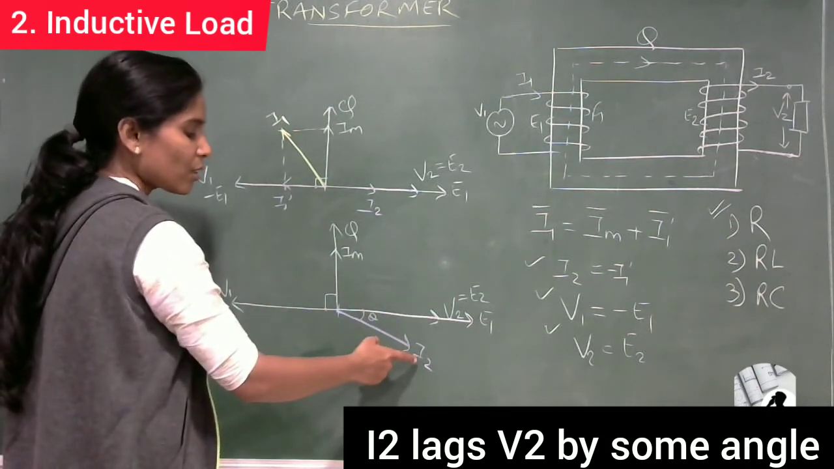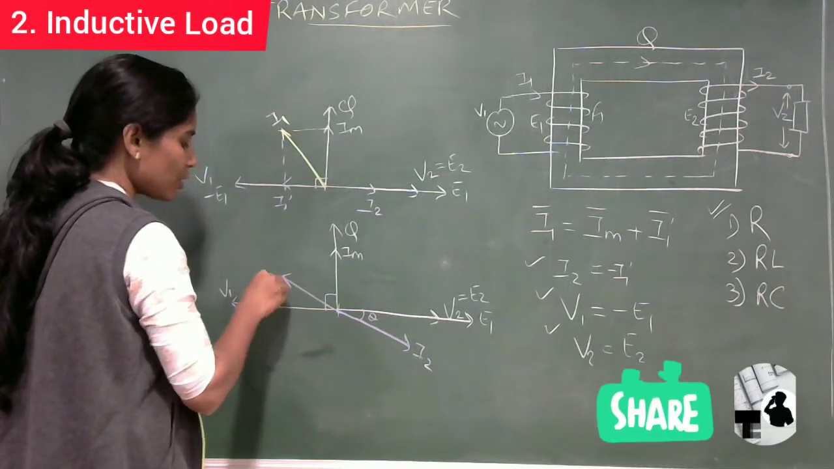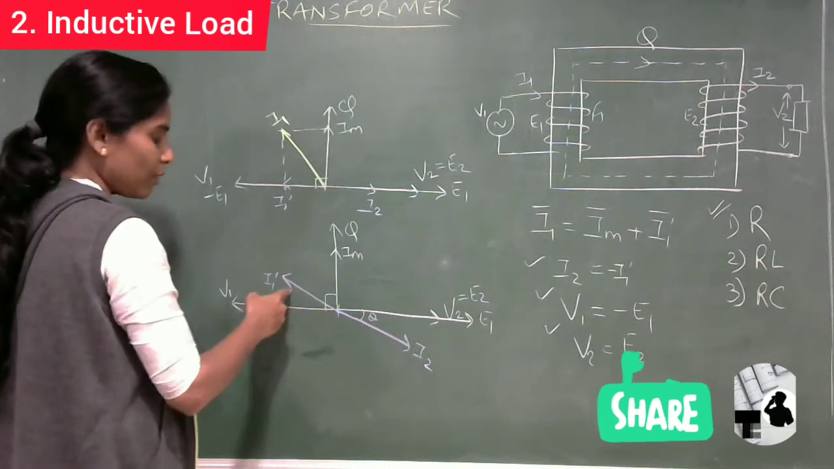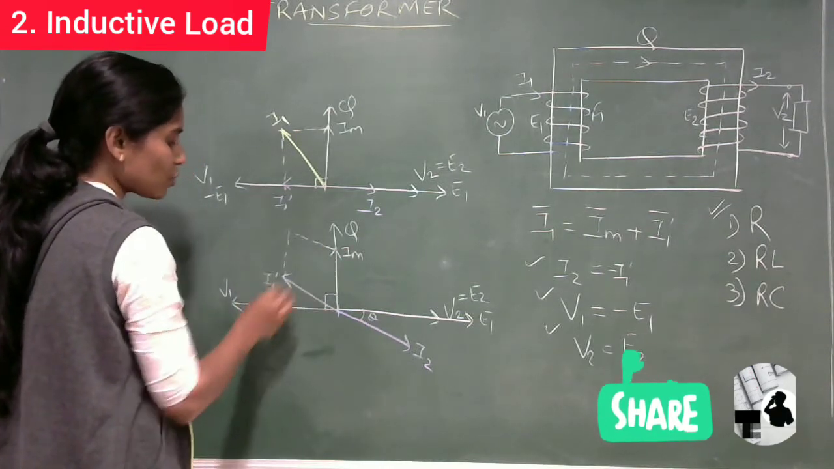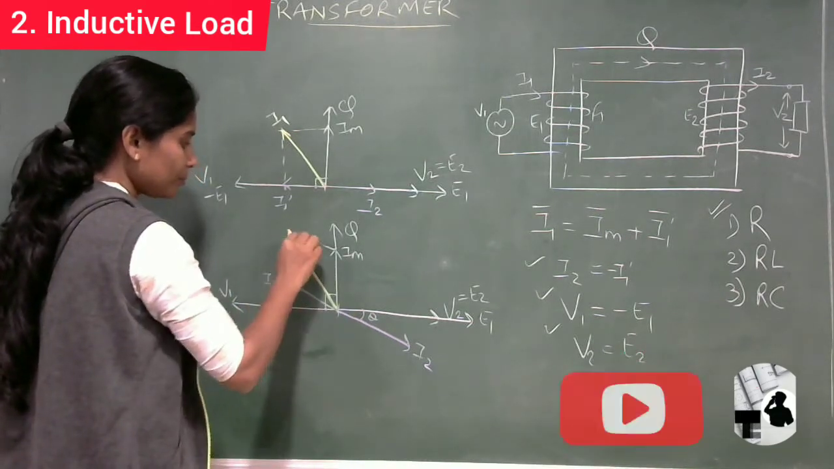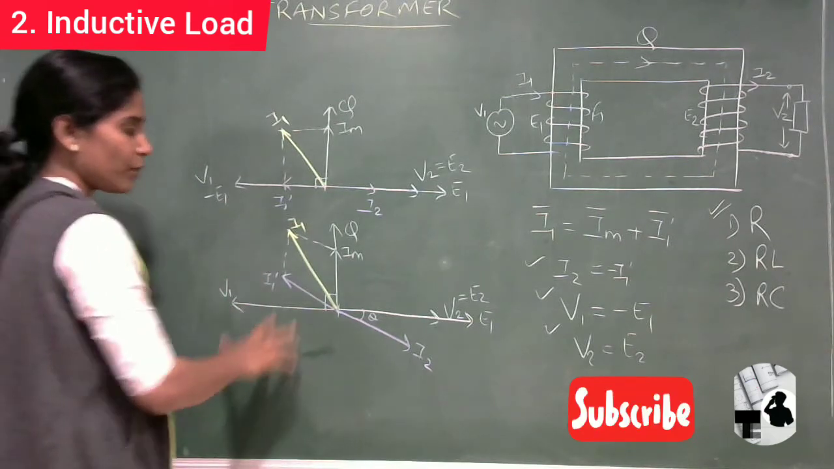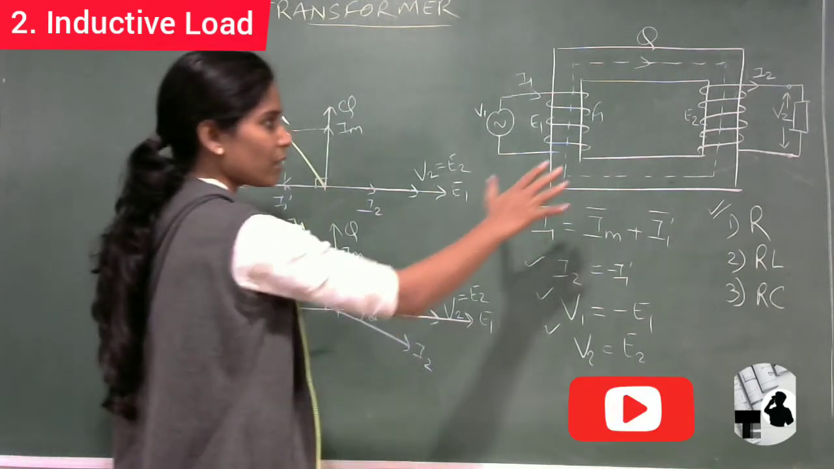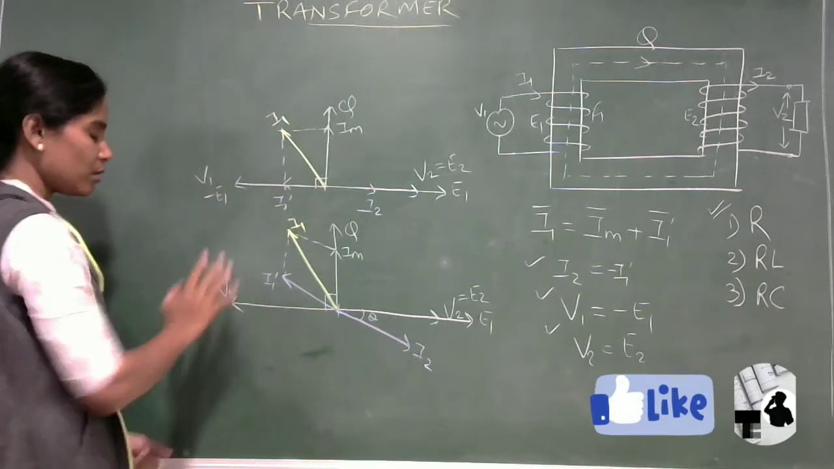If we have I2 like this, then I1 dash will be in phase opposition. This is my I1 dash. Together with Im, the resultant of these two gives the phasor for I1. So this is the actual phasor diagram for the ideal transformer connected with an inductive load. This one is for resistive load, and this is for inductive load.